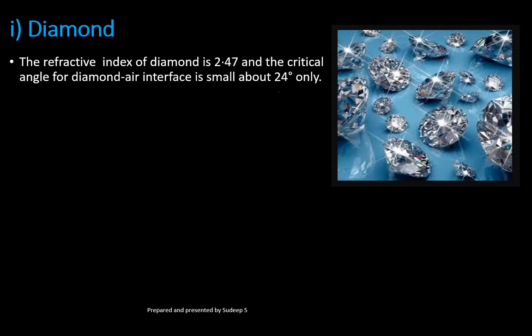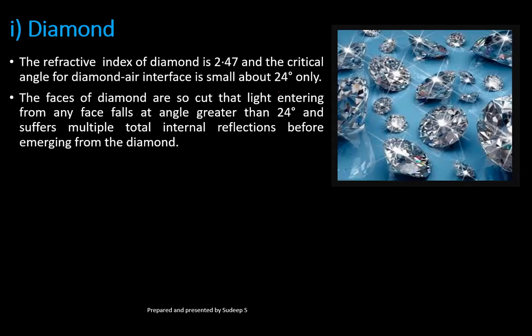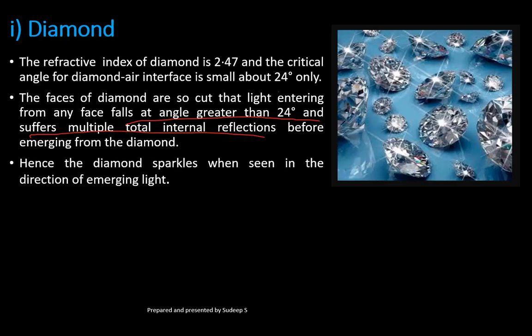Now the faces of diamonds are so cut that the light entering from any face falls at an angle greater than 24 degrees and suffers multiple total internal reflections before emerging from the diamond. Okay, hence the diamond sparkles when seen in the direction of emerging light.